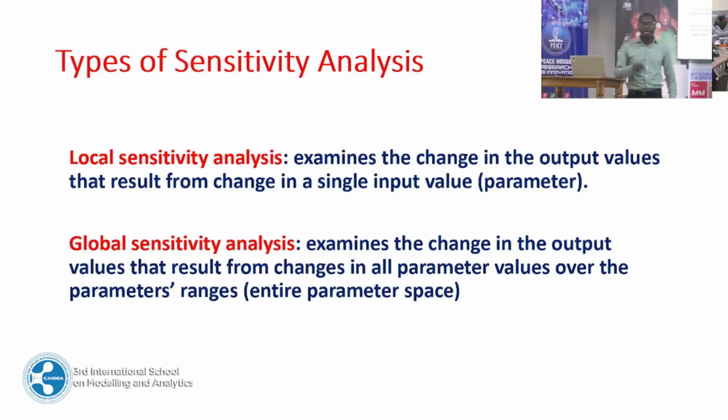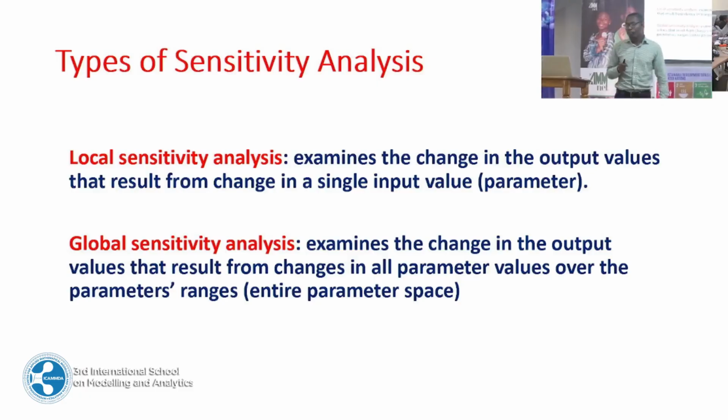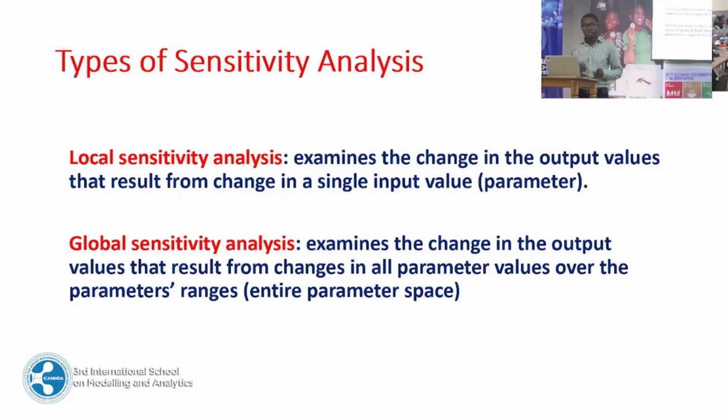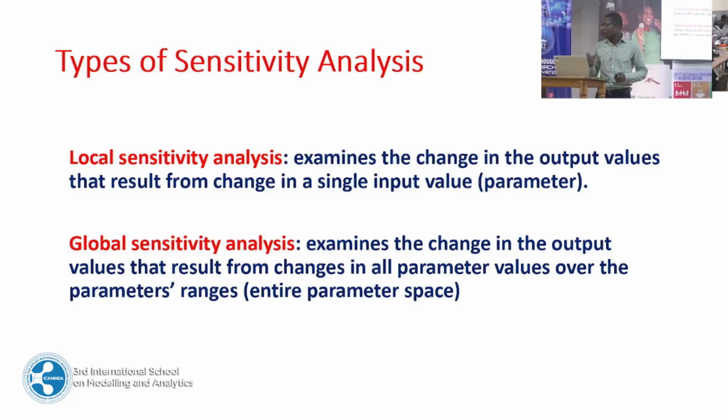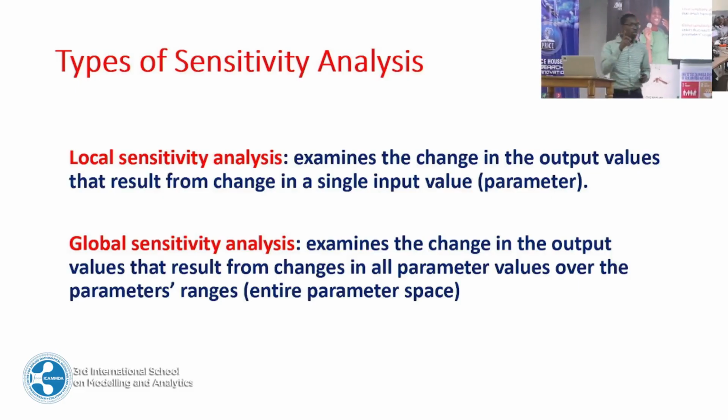And there are basically two types of sensitivity analysis. The first one is the local sensitivity analysis, and then we also have the global sensitivity analysis. For local sensitivity analysis, you are examining the change in the output values that results from the change in a single input value. We'll see some examples as time goes on. While for global sensitivity analysis, we want to examine the change in the output values that results from changes in all parameter values over the parameter ranges, that is, over the entire parameter space.